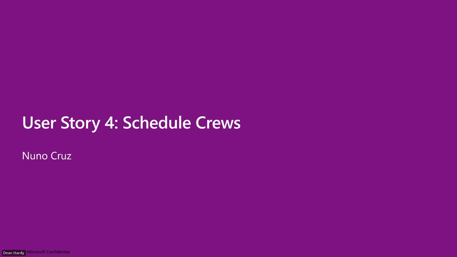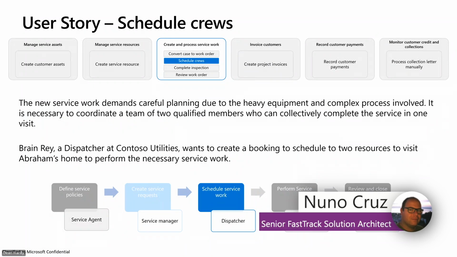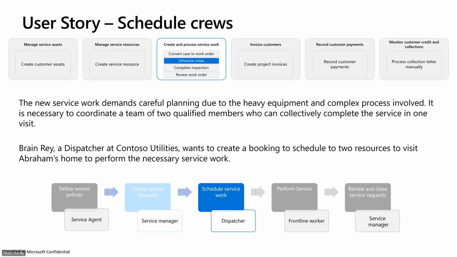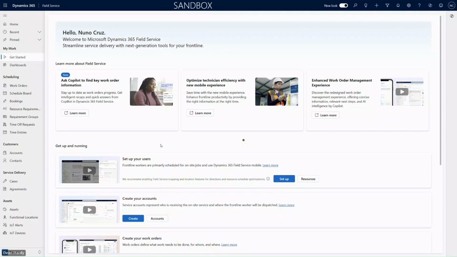Thank you, Jason. Next user story is about scheduling with crew resources. In this next user story, we will explore how to use crew as a special kind of resource that enables us to schedule multiple resources at once. This will help us to achieve our goals more efficiently and effectively. Let's consider a new service work demanding careful planning due to the heavy equipment and complex process involved. It is necessary to coordinate a team of 2 qualified members who can collectively complete the service in one visit. In this next demo, I am now acting as a dispatcher that will use the resource type crew to schedule multiple bookable resources at once.